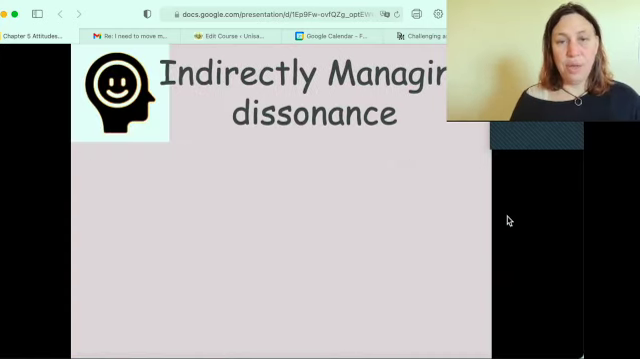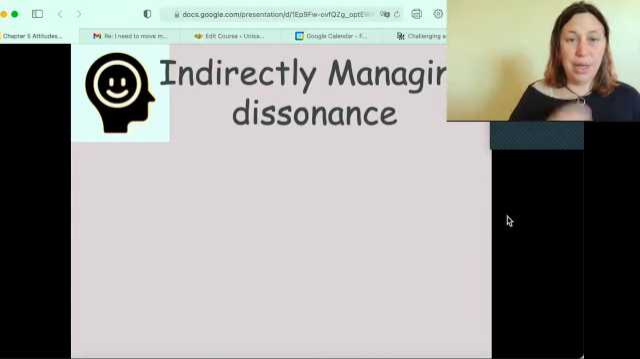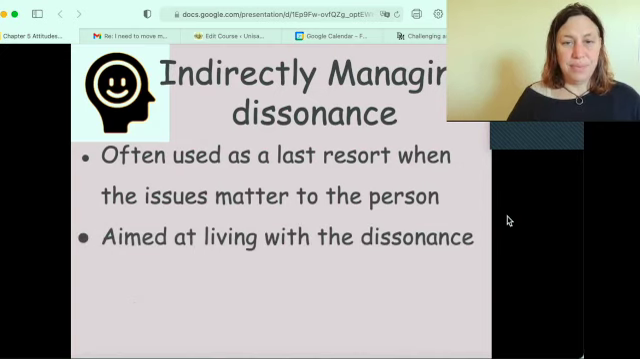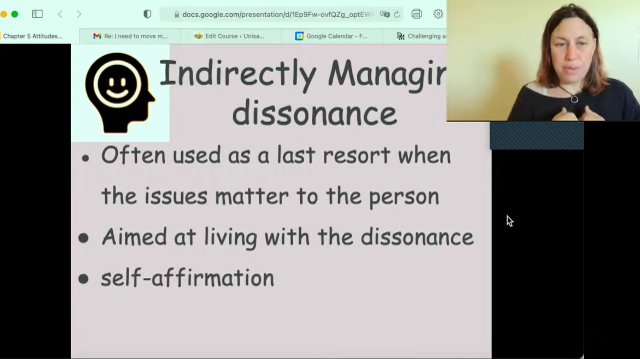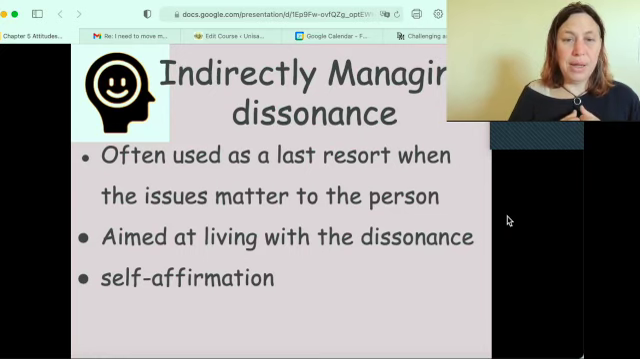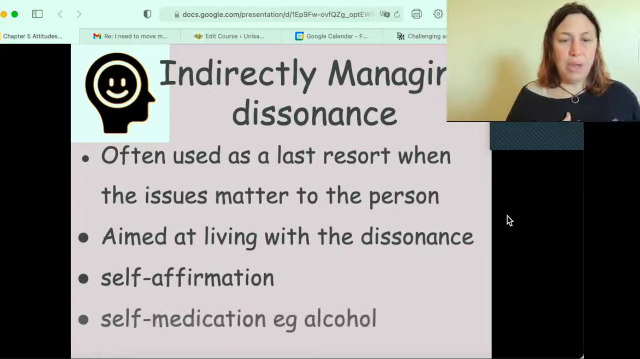Okay, how do you do it indirectly? You can't get rid of the dissonance. You can't change your attitude. You can't change your behavior. Nobody is feeling what you're feeling, and it matters. Okay? What you're going to do. How are you going to live with it? You're going to try some self-affirmation. I'm a good person, really. I'm doing what I have to do to survive. And you will self-medicate.